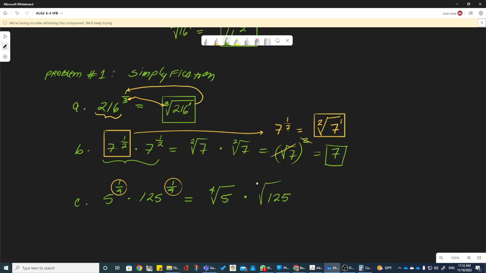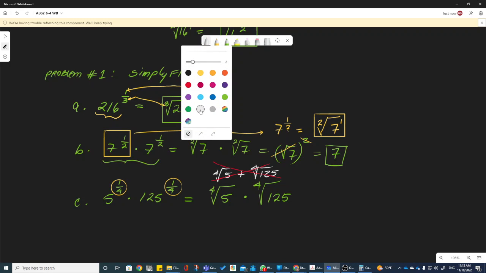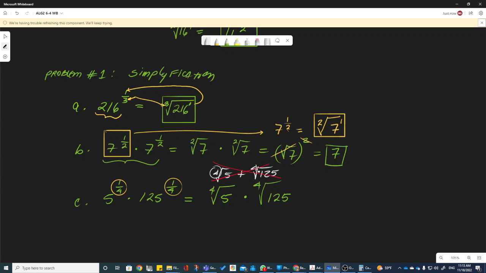Don't miss this. Pay attention to this. If I were to do 5 plus instead of multiplication, I cannot do that, because I do have the same index, but I don't have the same radicand. In multiplication, you have to have only the same index, and then you can combine the two inside.